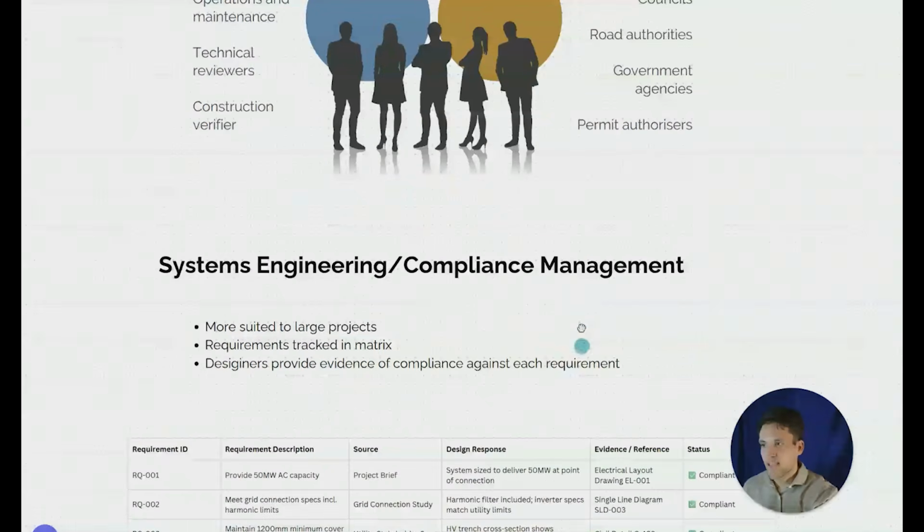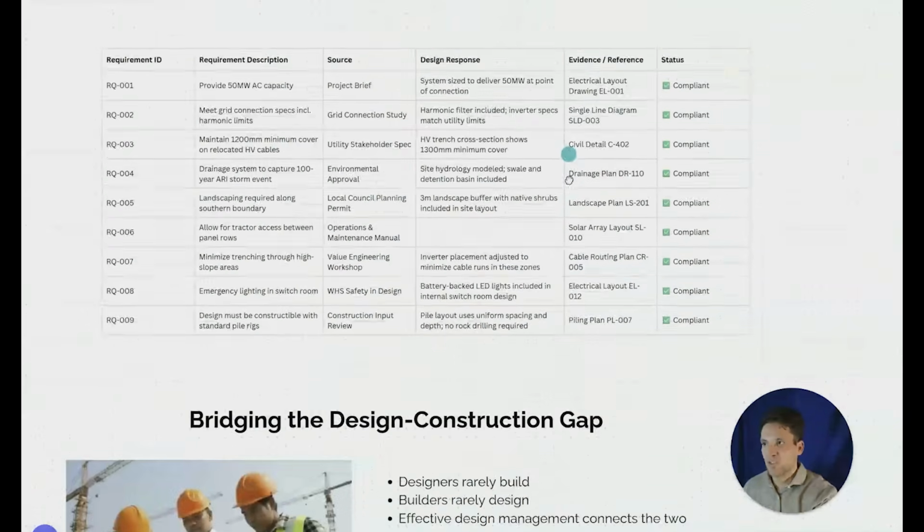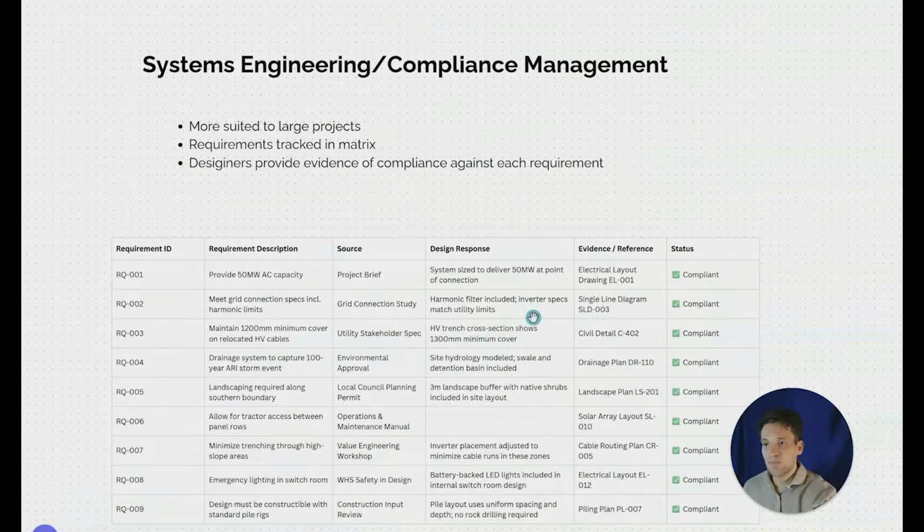Okay, so the next tool we have available, which is more suited to large projects, is systems engineering and formal compliance management. So this is where every requirement in the project requirements, so you might have the project specification, you might have other specifications that apply to the project, is documented and there's evidence that the design complies. This is a systematic way of going through all of the project requirements and verifying that every single requirement has been met and the technical solution meets all of the project requirements.